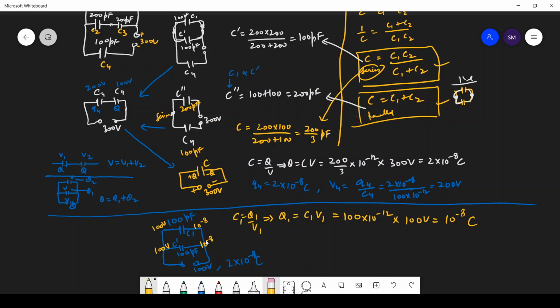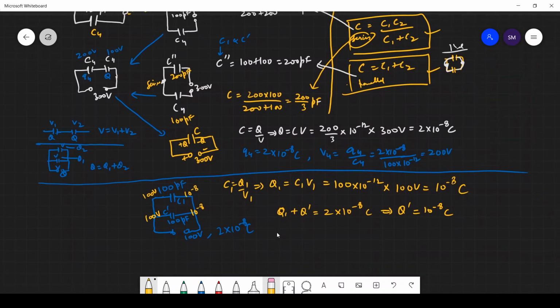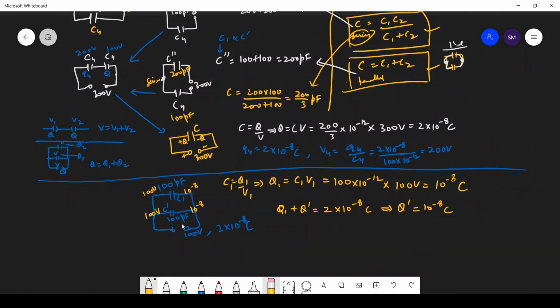Because the charge with Q1 plus Q dash, let the charge here be Q dash, that was total 2 into 10 raised to power minus 8 coulomb. So this means that Q dash is equal to 1 into 10 raised to power minus 8, so you are left with one part, so half of it. Okay, so here obviously because the capacitance is same, so half charge will have gone to both of them.